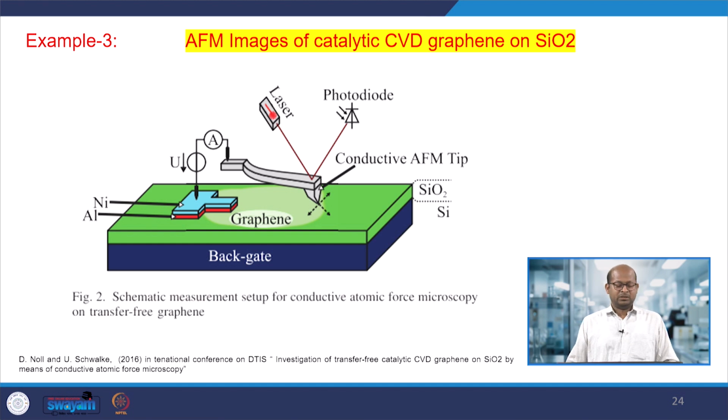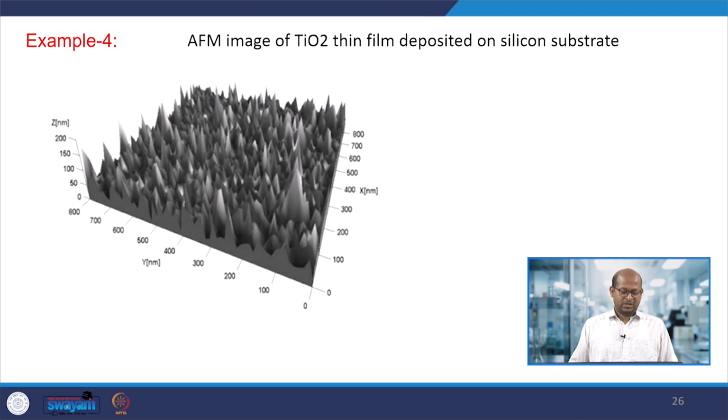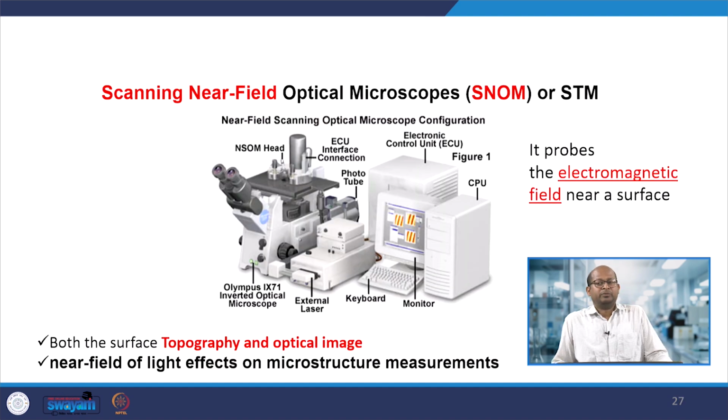Okay, so here another example is the AFM image of catalytic CVD graphene on silicon dioxide. Here silicon dioxide was taken, and graphene was deposited. With the help of this AFM image, we can see the structure or deposition of the graphene over that surface. Another example is TiO2 thin films that were formed, and the image was taken with the help of an AFM microscope. Here you can see different types of structures, the surface is uneven, and it forms like that.